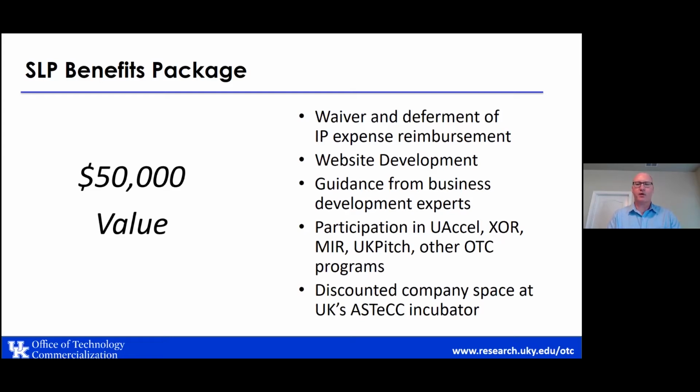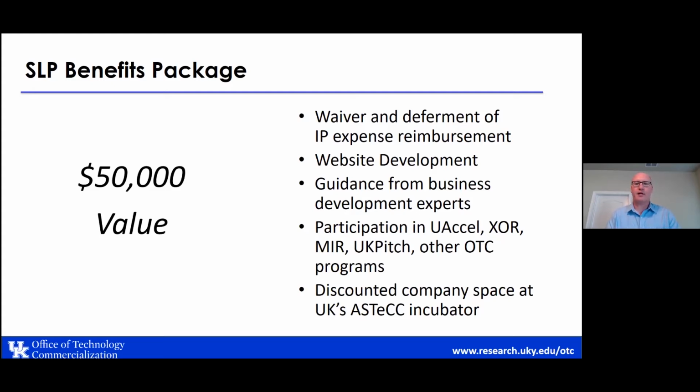XOR, our Executives on Roster program, is a program that helps you find talent and bring talent into your startup. The MIR program, or Mentor in Residence program, that's a program where we help match UK startups with external mentors and help to bring the right resources to help you at the right time with your business.